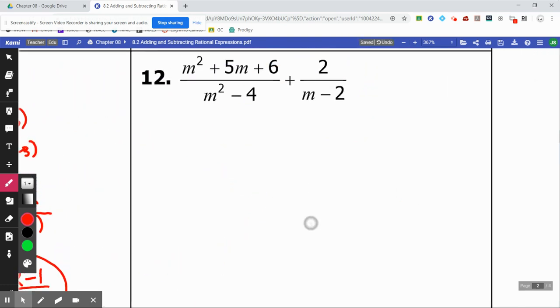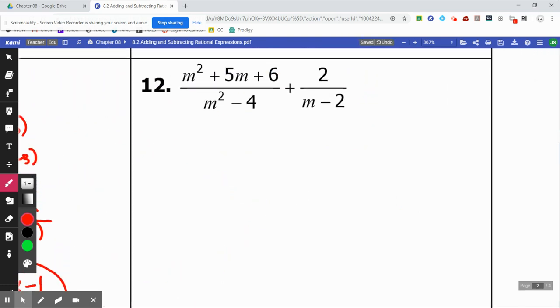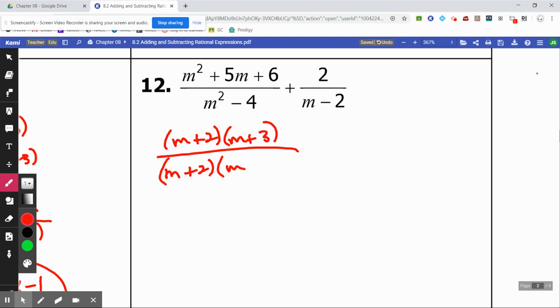Number 12. Let's factor out everything that will factor. On top, you have an m plus 2 times an m plus 3. On bottom, you have difference of squares, so that'd be m plus 2, factors into conjugates, and m minus 2, plus 2 over an m minus 2.